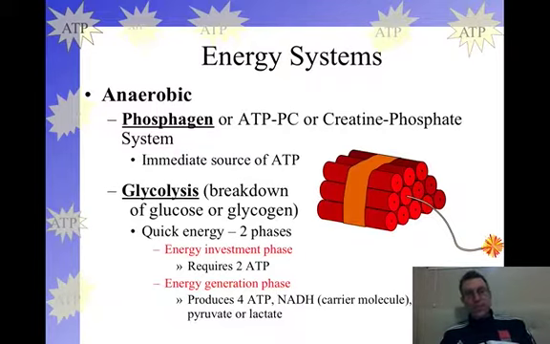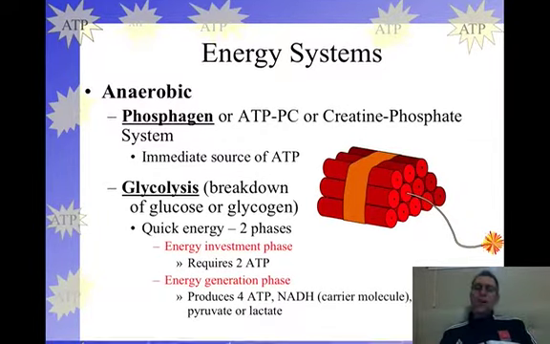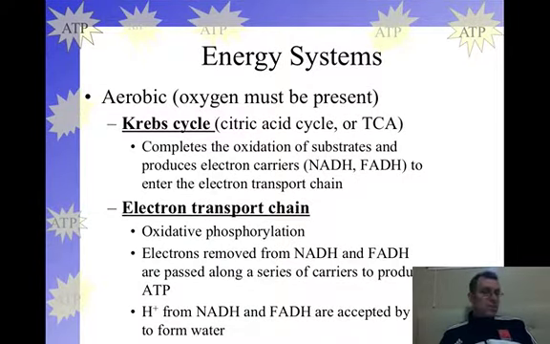The other anaerobic form of metabolism is glycolysis, and we just mentioned that a minute ago. Glycolysis is the breakdown of glucose or glycogen. Glycogen is a storage form of glucose for energy. And so it has two different phases. We'll talk about those phases. We'll talk about where the products of those phases go to help produce more ATP in other parts of metabolism. We'll talk about all that stuff. Just know from this slide, yeah, phosphagen and glycolysis, those are our two anaerobic energy or metabolic pathways.